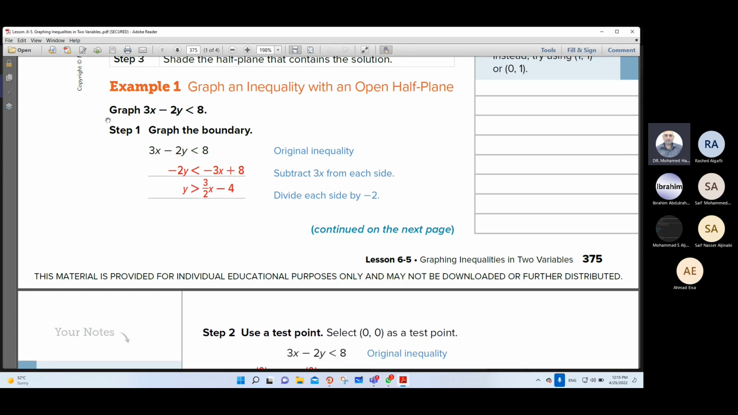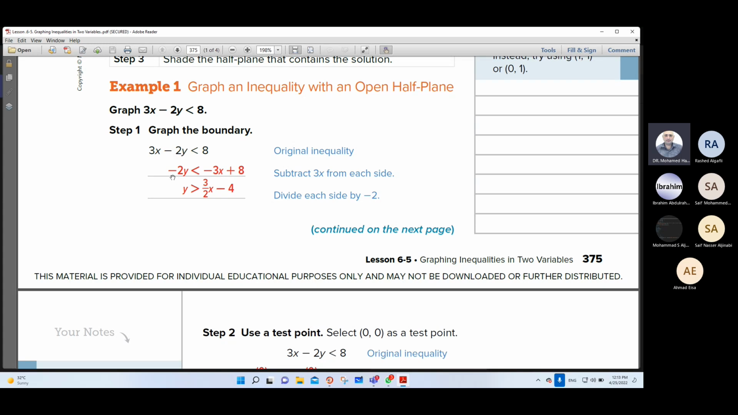As you see, the question here: graph 3x minus 2y less than 8. Look here, we have x and we have y. We have two variables. So when you have two variables, the first step to graph the boundary, try to move this term 3x to the other side.